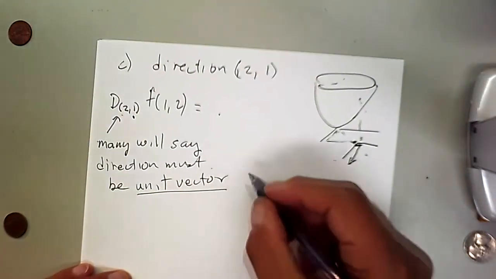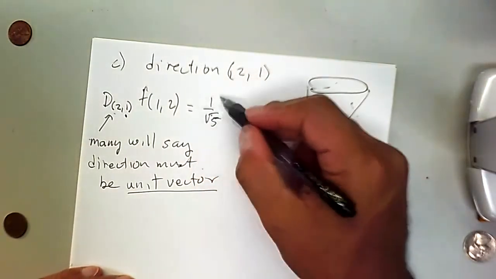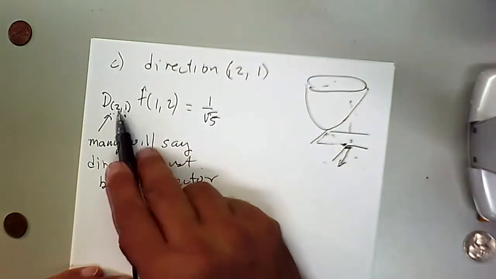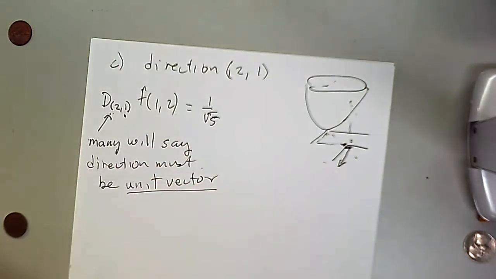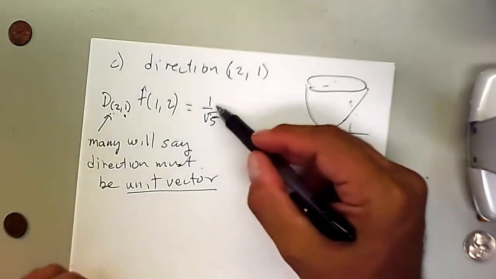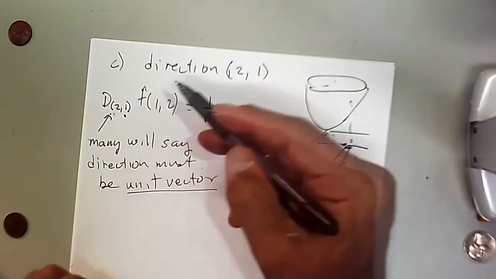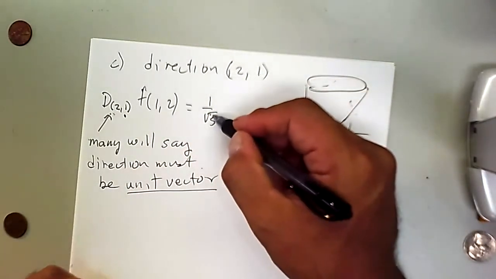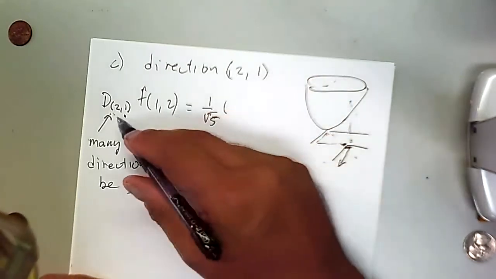So in the answer, we're going to have 1 over the square root of 5, and that accounts for the extra length of this vector. This vector is longer than 1. Square root of 5, just using my calculator real quick, is about 2.24. So this vector is way longer than 1. We have to divide by that to account for the extra length. And then we have, yep, 2, 1.